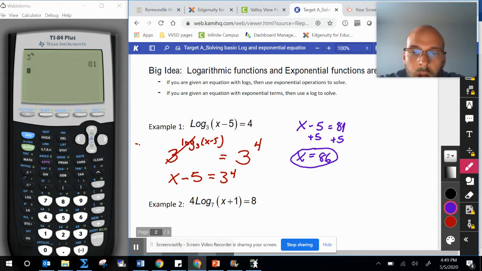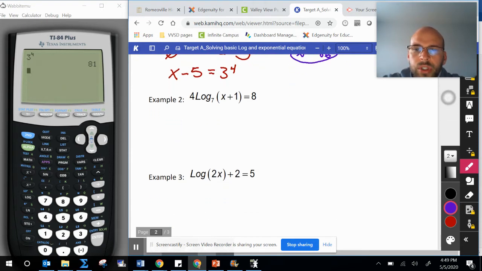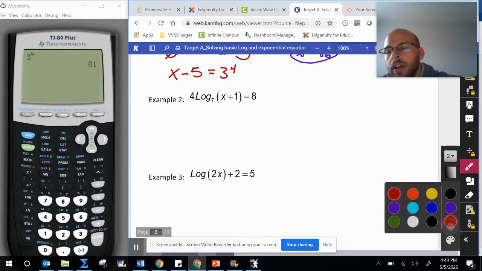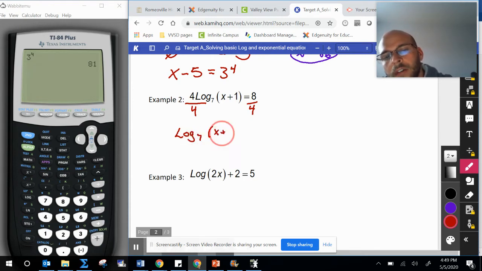So again, we're using exponentials to solve log problems. We're going to do it the same way for example 2. Now in example 2, I added something a little extra here. If you notice, there's a 4 out front. Now this 4 is a coefficient. We want to isolate the log first. We want to get that all by itself before we do anything crazy. So my very first step here is going to be to divide both sides by 4. That's going to give me the log base 7 of x plus 1 is equal to 2, because 8 divided by 4 is 2.